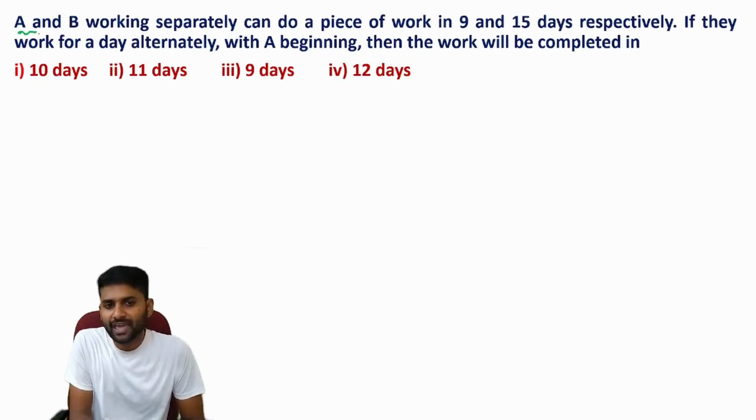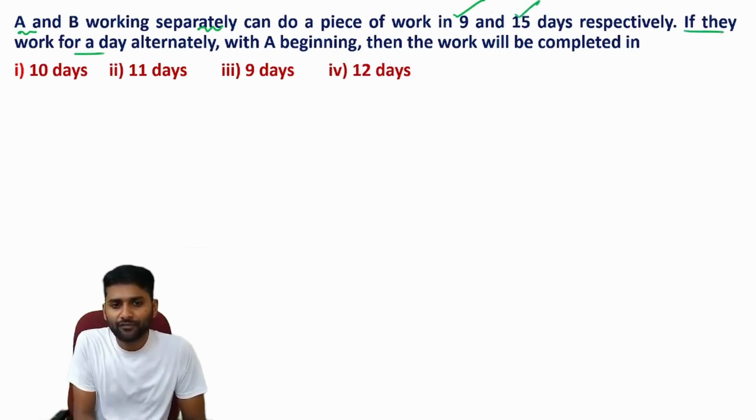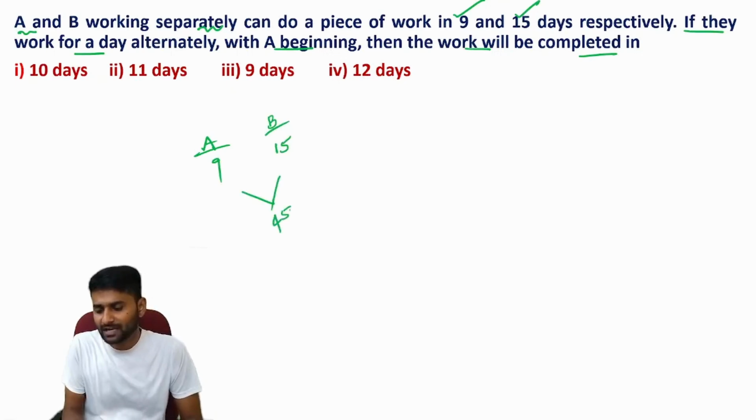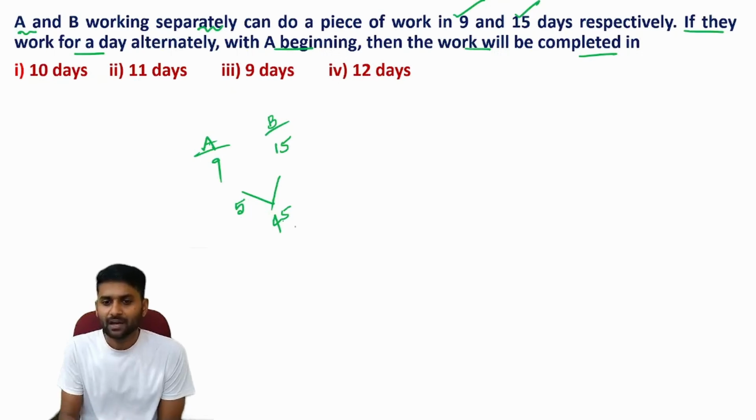Now see this question. A and B working separately can do a piece of work in 9 and 15 days respectively. If they work alternately starting with A, the work will be completed in how many days? See, A can do the work in 9 days, B can do the work in 15 days. Now the total work is exactly equal to 45 units. If 45 units of work are completed by A in 9 days, per day they will complete 5 units. 45 units of work completed by B in 15 days, per day efficiency is 3 units.